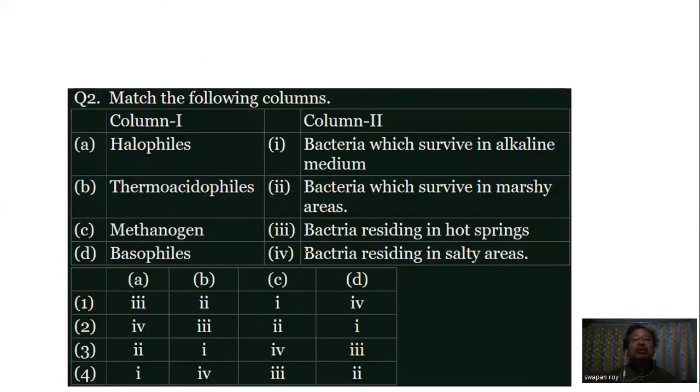Next question. This is match the following columns. Column 1 is the different types of bacteria and column 2 describes the habitat where it resides. Halophils are the bacteria in high salt areas. Thermoacidophils are the bacteria which survive in a hot spring. So B goes with 3. Methanogens are bacteria which are found in marshy places, and the basophils are the bacteria which live in a high alkaline medium. So the match is A with 4, which is in option number 2.